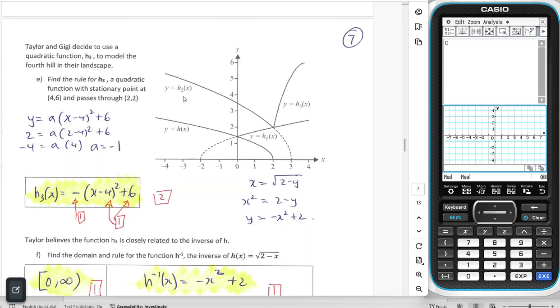Come up with the quadratic rule that has a stationary point at 4, 6 and passes through the point 2, 2. So I'm going to use the general rule, which is the turning point form, with a minus 4 here and a plus 6, and then put in the point 2, 2. And that can be done on calculator or by hand to give this particular answer.